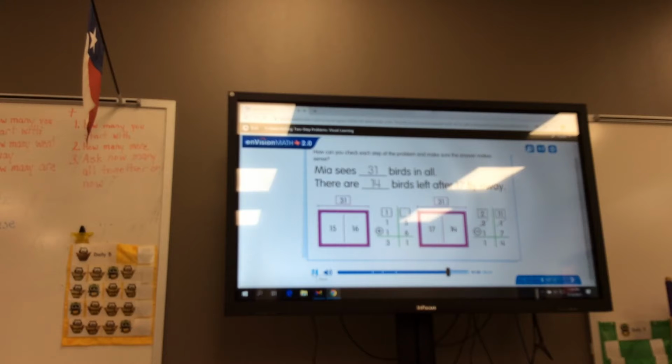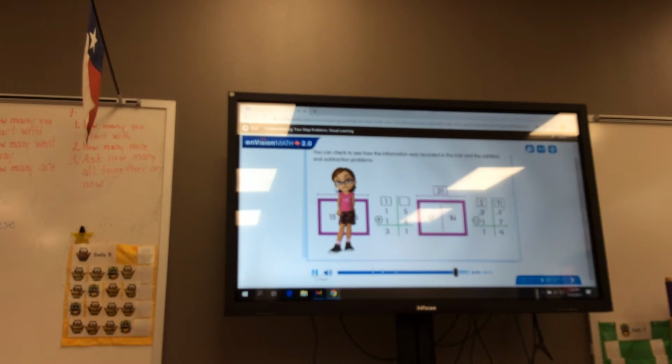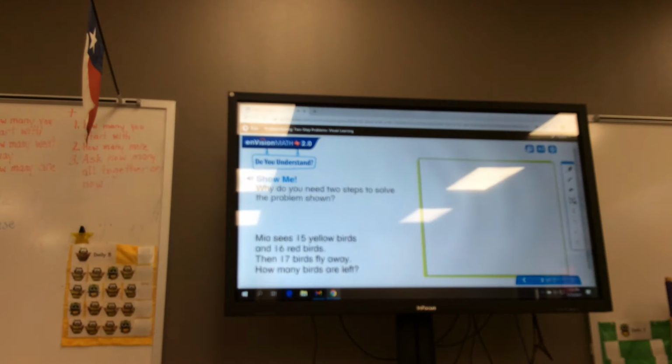How can you check each step of the problem and make sure the answer makes sense? You can check to see how the information was recorded in the map and the addition and subtraction problems. You solved both steps. Your answers make sense. Okay, we're going to skip on.